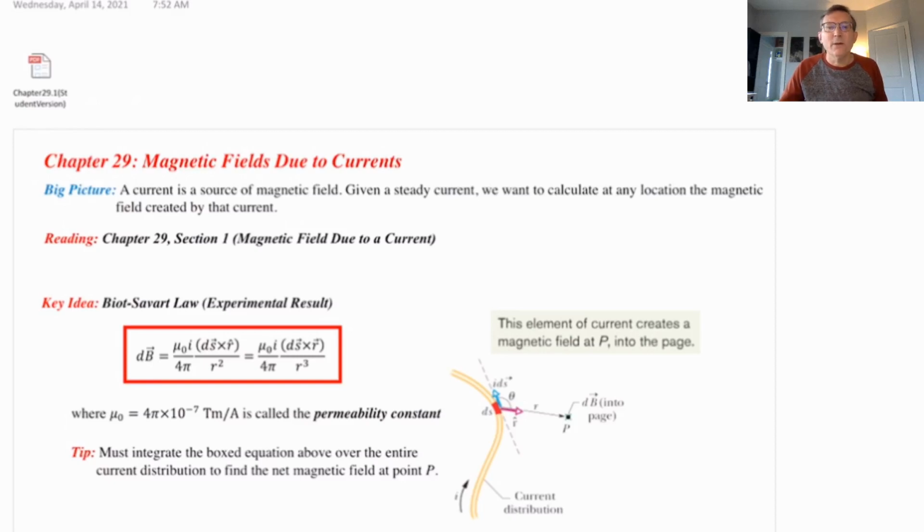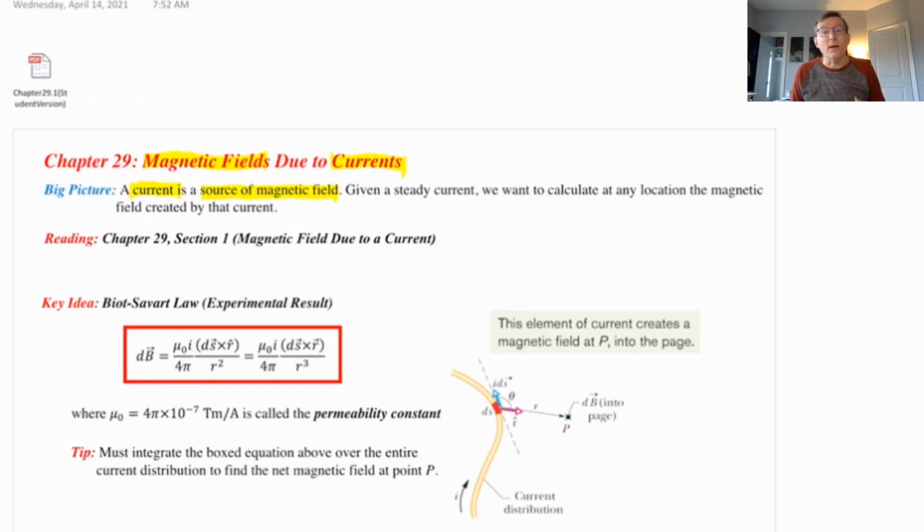Hello again. This is video lecture 29.1, and we're starting chapter 29, which is all about calculating the magnetic field that is created by electric current. Okay, so the big picture for this whole chapter is quite simple to state. Electric current, moving electric charge, produces magnetic field. Just like any electric charge, moving or not, creates electric field, moving electric charge, what we call electric current, creates magnetic field.